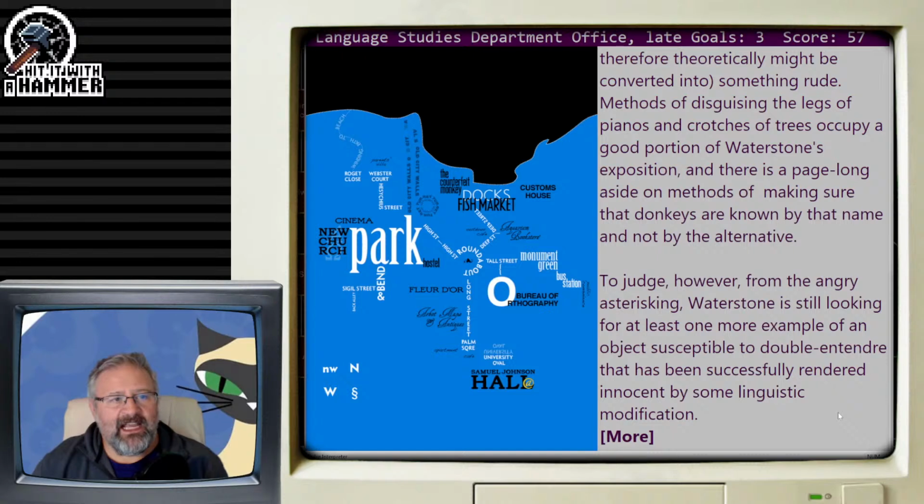Methods of disguising the legs of pianos and crotches of trees occupy a good portion of Waterstone's exposition, and there's a page-long aside on methods of making sure that donkeys are known by that name and not by the alternative. He's still looking for at least one more example of an object susceptible to double entendre that has been successfully rendered innocent by some linguistic modification.